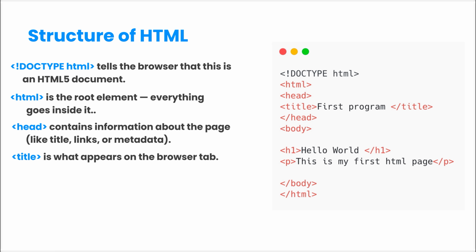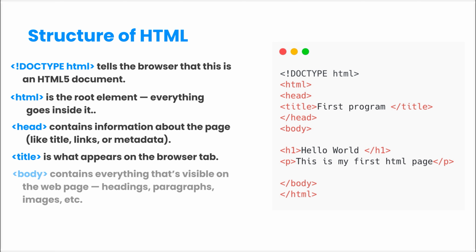The title tag is what appears on the browser tab. The body tag contains everything that is visible on the web page like headings, paragraphs, images, etc. So when you open this file in the browser, you will see hello world as the heading and this is my first HTML page as a paragraph.